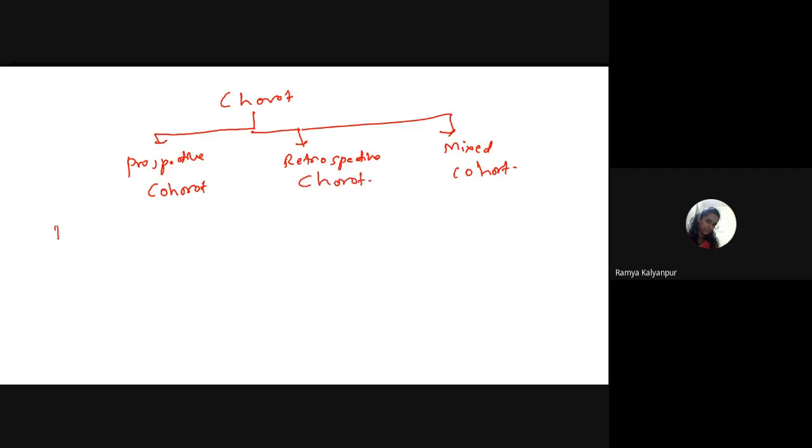So, prospective cohort. How does this study design work? In a prospective cohort, I will take two groups. One group where the individual is a smoker, that is the exposed group. Then I'll observe this group over a period of time. Maybe in 2020 I am observing these smokers. Then in 2030 I go and check all these people again. Out of these 100 smokers, maybe 10 people developed lung cancer.